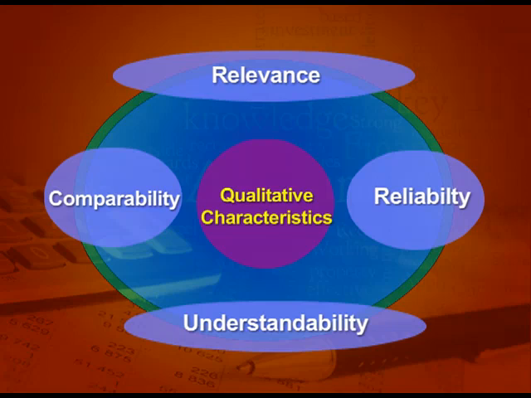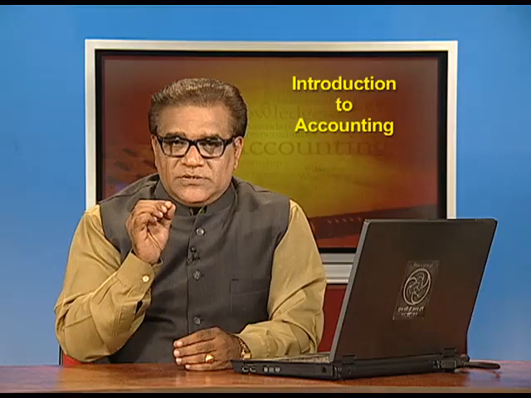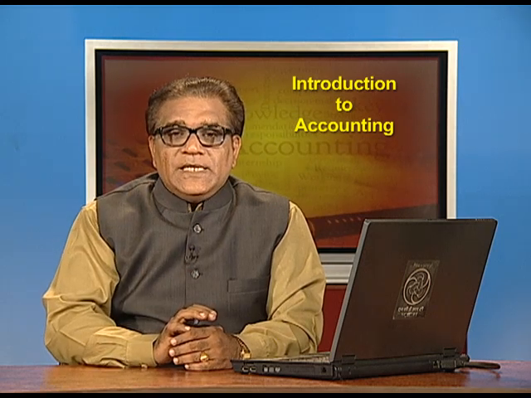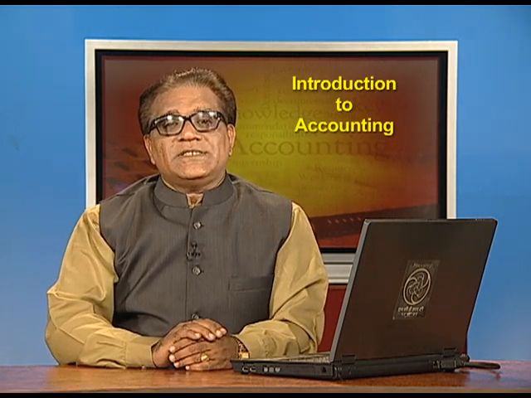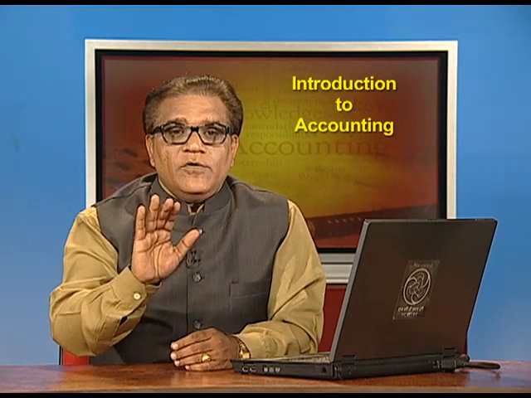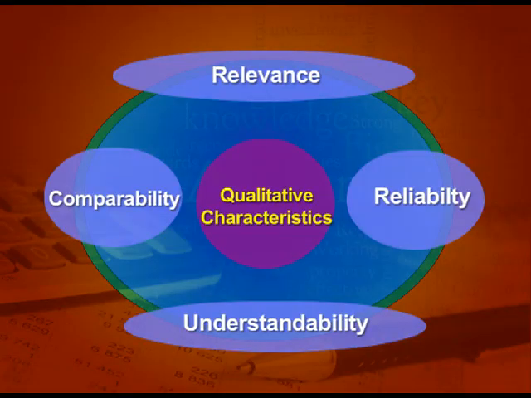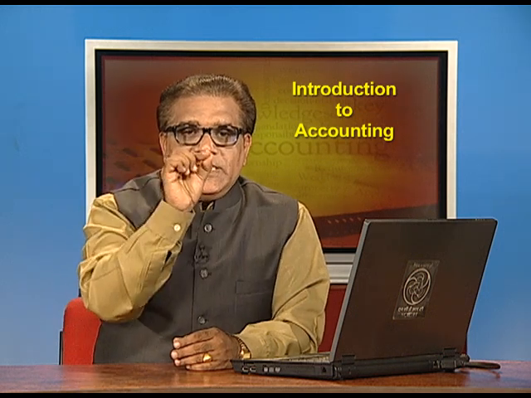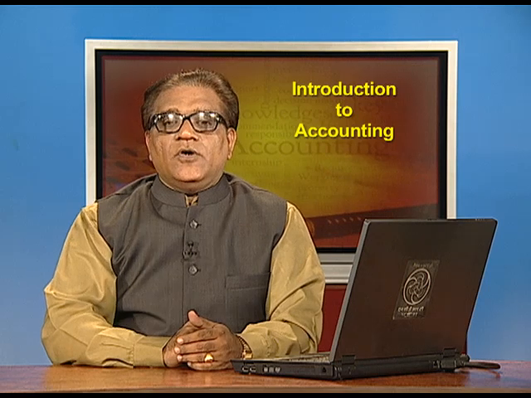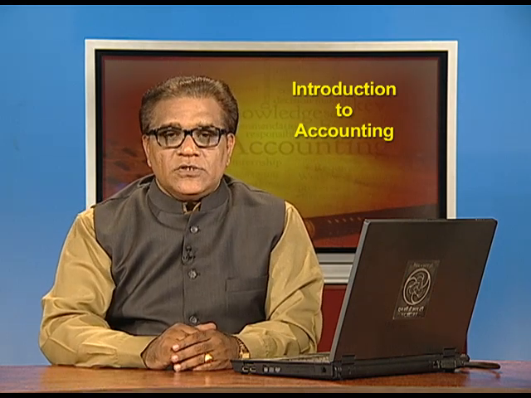Then next is understandability. Our accounts should be such that we are able to understand them and the other persons are also able to understand them in a very meaningful manner, and then they should be comparable. Comparable means one year's result should be able to be compared with another year, or our result should be able to be compared with another organization also, so that if we compare the results, we can reach a conclusion. If we are not able to compare, what will we do with those accounts?